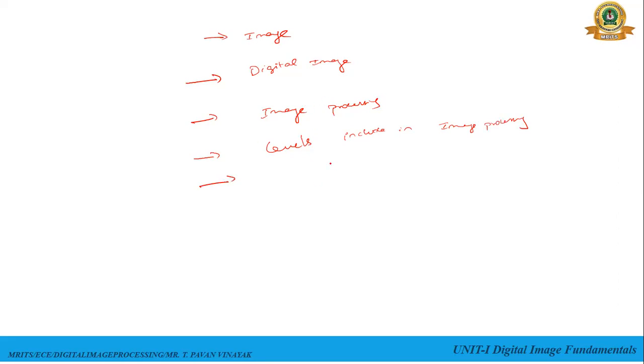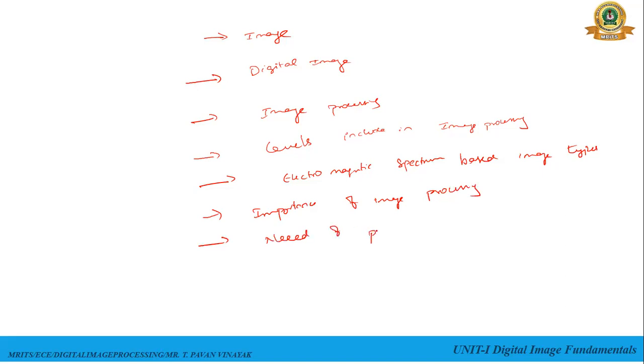Next, we will learn about the electromagnetic spectrum based image types. Next, importance of image processing, need of image processing, and later, sources of image processing. Okay. These are all the things we learn in today's class.